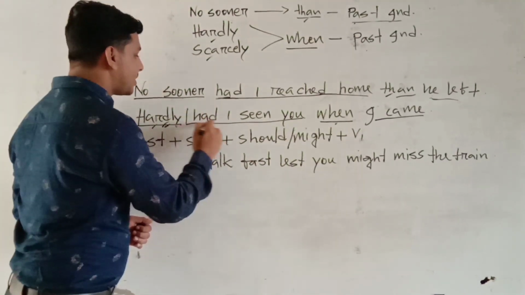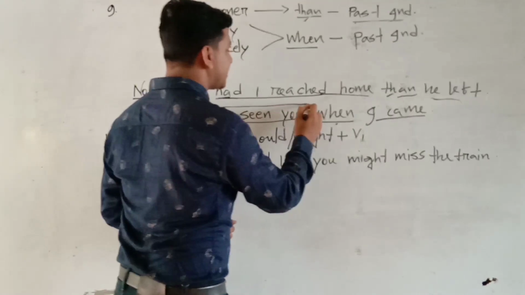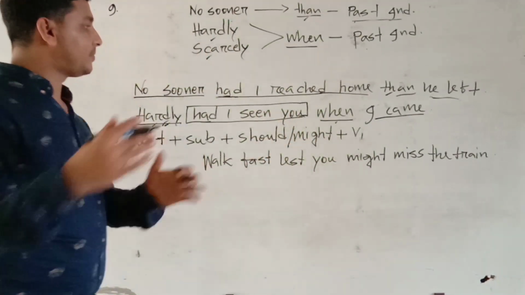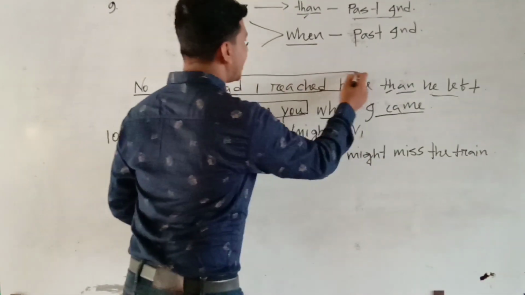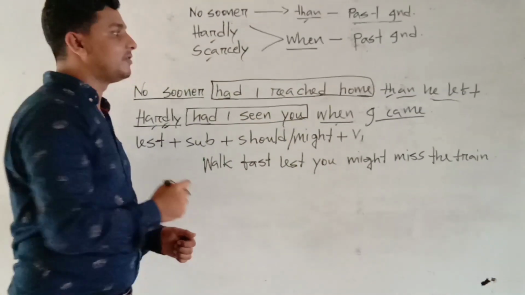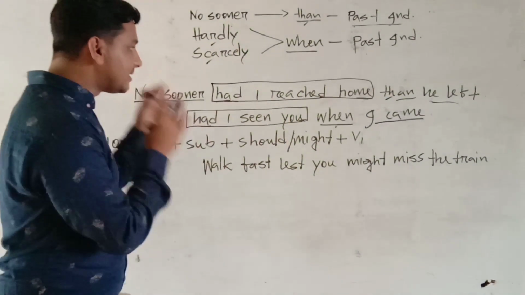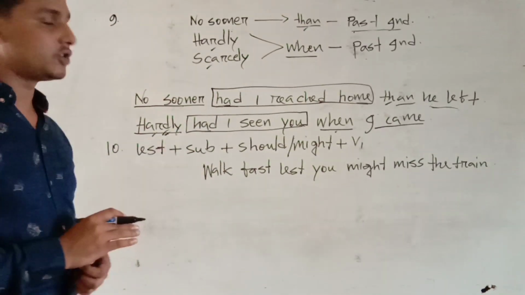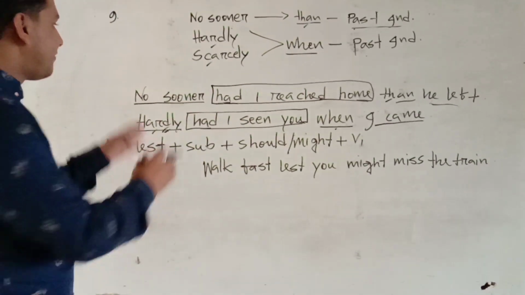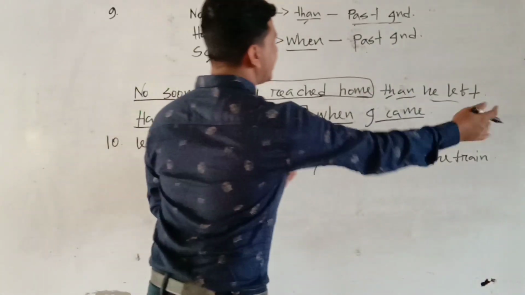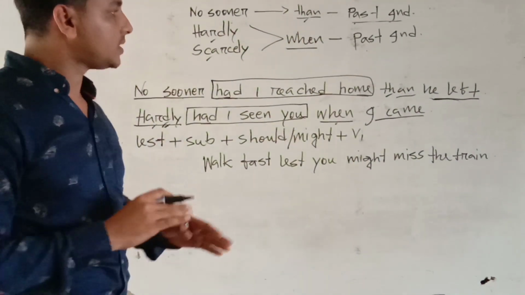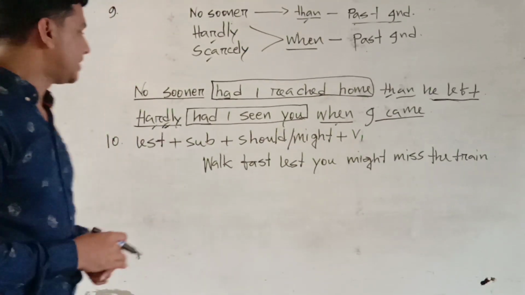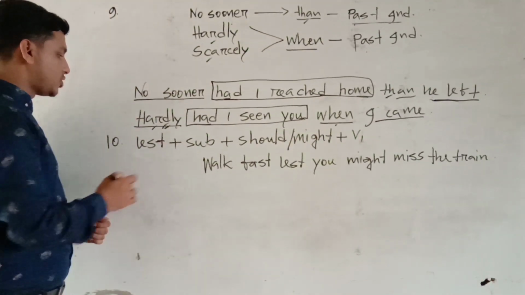Here, this part of the sentence is also past perfect tense, and this is the similarity. After no sooner, hardly, scarcely, this part will be in the past perfect tense, and the format of this sentence will be in the interrogative format. Okay. After this clause, the other part, I mean the concluding part, will be in the past indefinite tense. Okay. Now come to the next rule, lest.